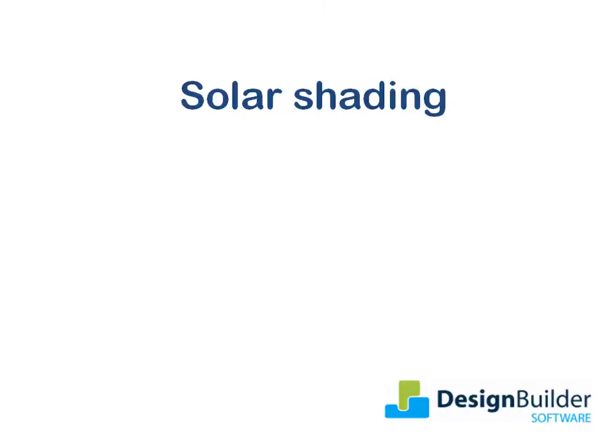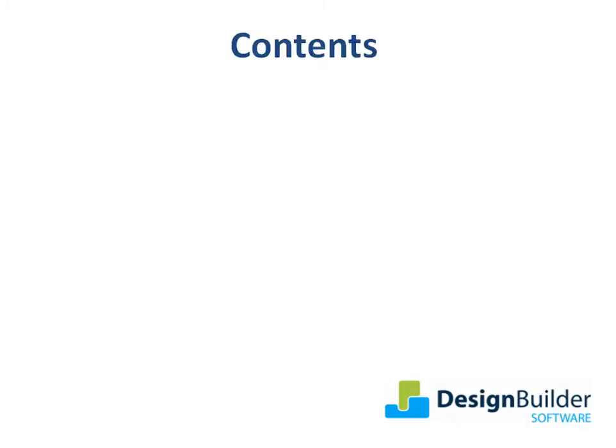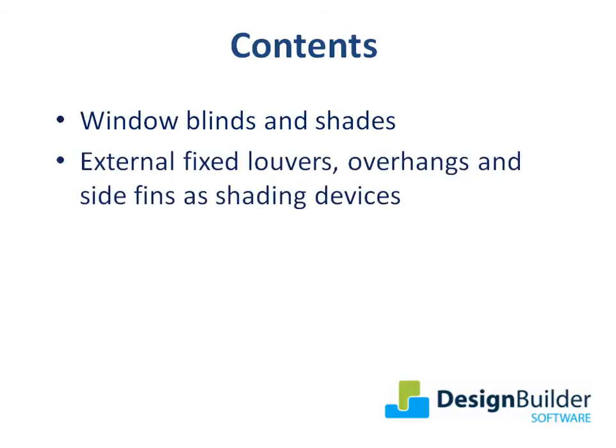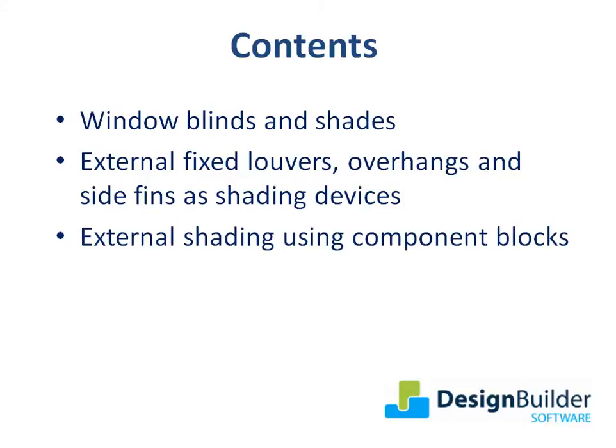The purpose of this tutorial is to introduce the solar shading options available in DesignBuilder. You can use these in your model to help avoid summer overheating and reduce cooling loads. During this tutorial, I'll look at applying window blinds and shades, external glazing shading devices such as louvers, overhangs and side fins, and finally external shading using component blocks.